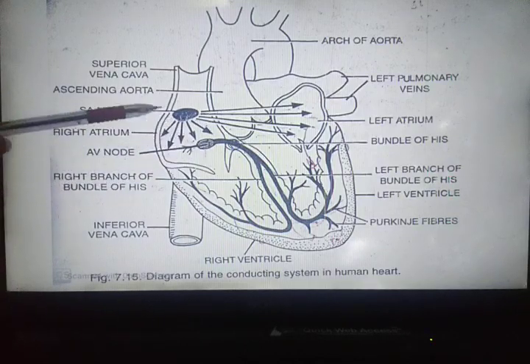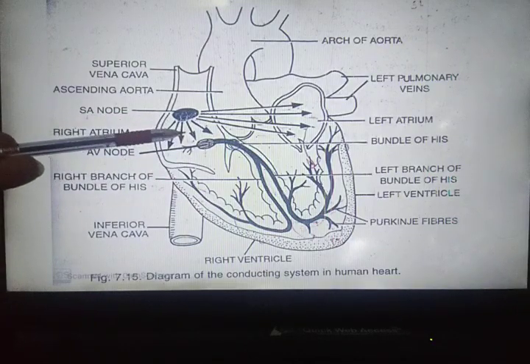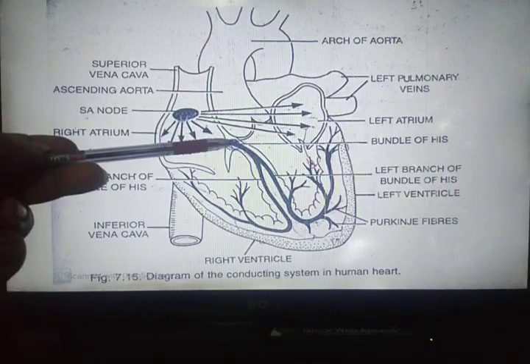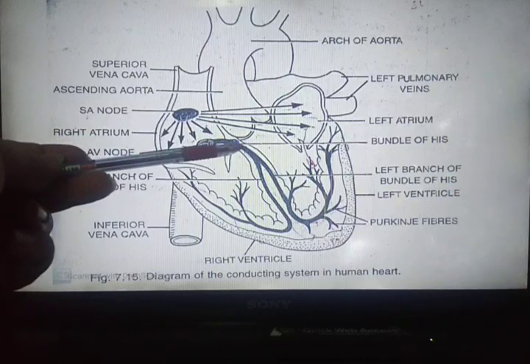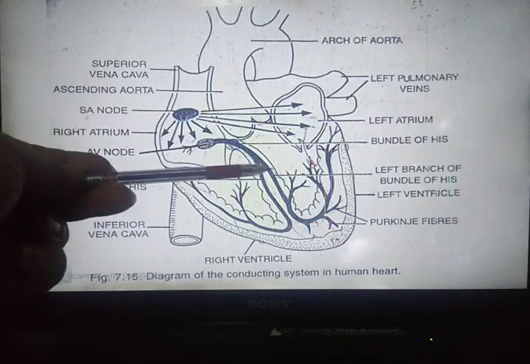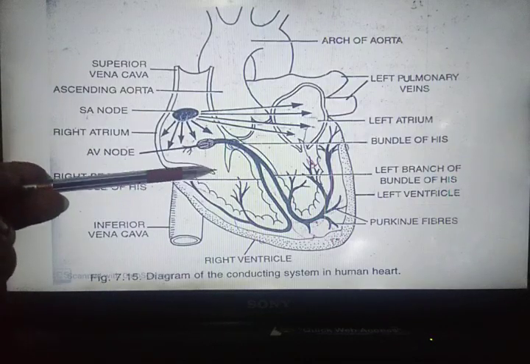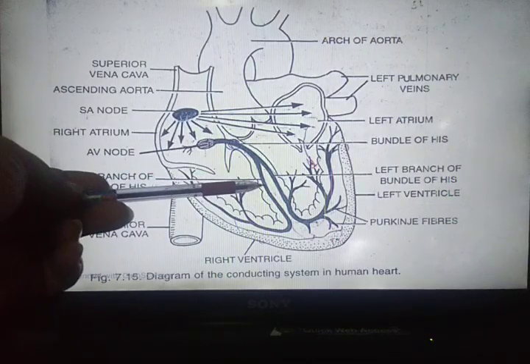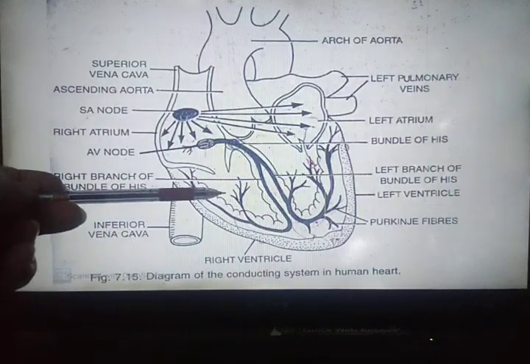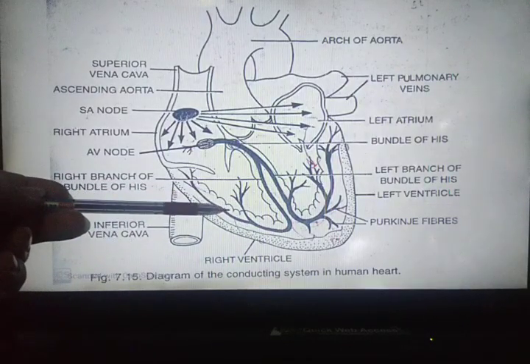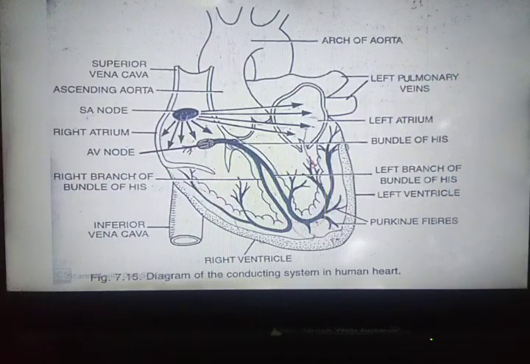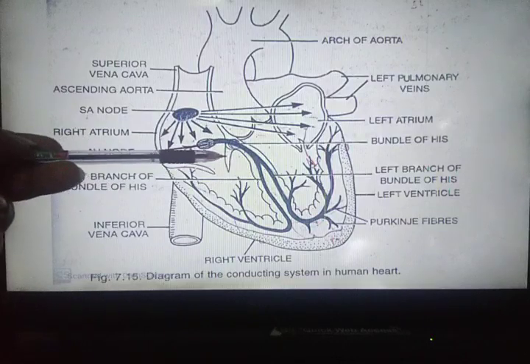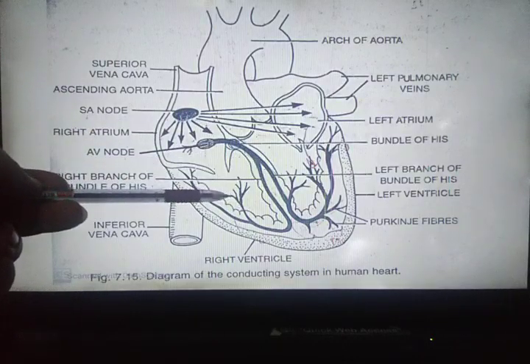Then from this auriculoventricular node, bundle of His arises, known as bundle of His. Then this bundle of His divides into left and right branch, and this left and right branch enter into their respective ventricles and give rise to minute fibers throughout the ventricular muscles known as Purkinje's fiber.